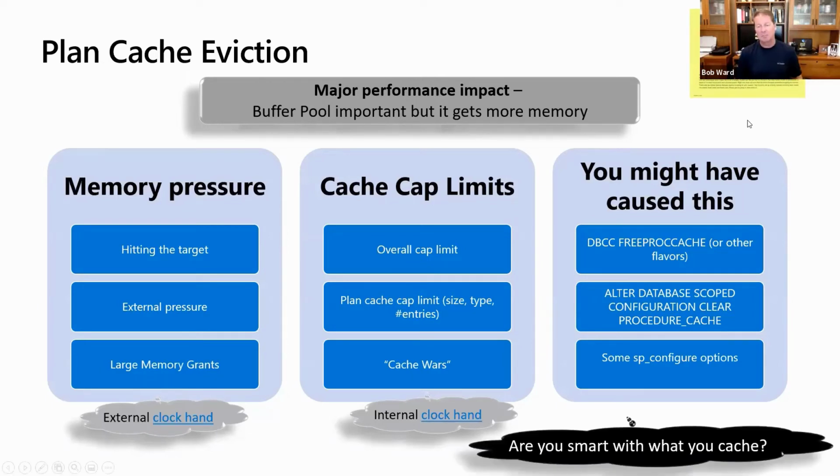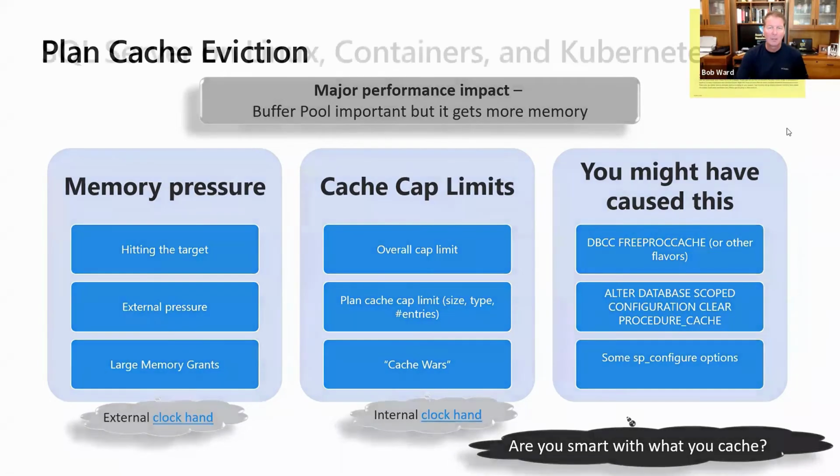And then finally, I've had some people get into this and troubleshoot these kinds of problems. And then I ask them, are you being smart with what you cache? So for example, if you've got a lot of ad hoc plans being cached, maybe you should be parameterizing or using stored procedures and more efficiently use your cache versus worrying about what is getting evicted from cache.